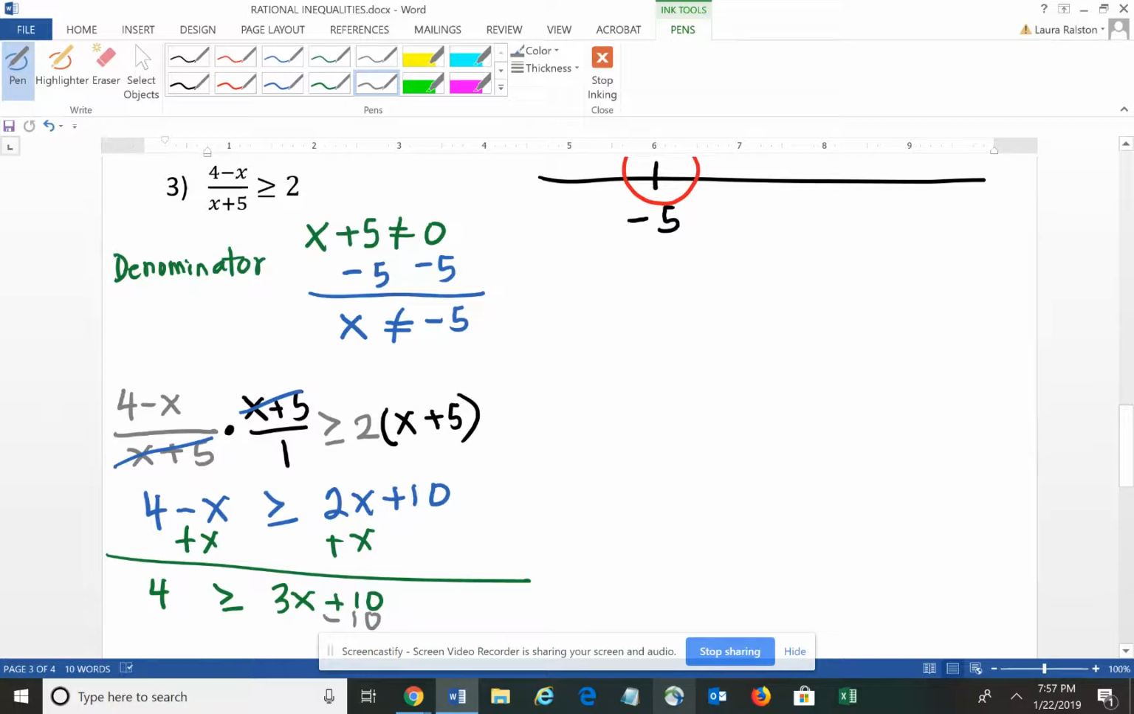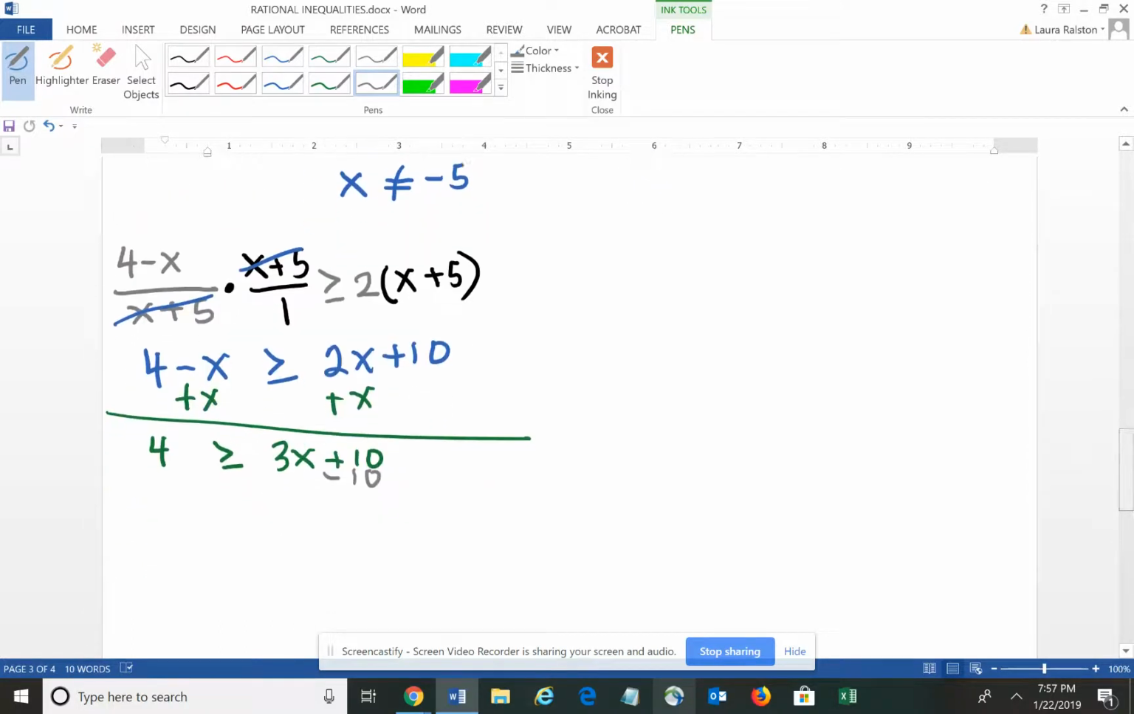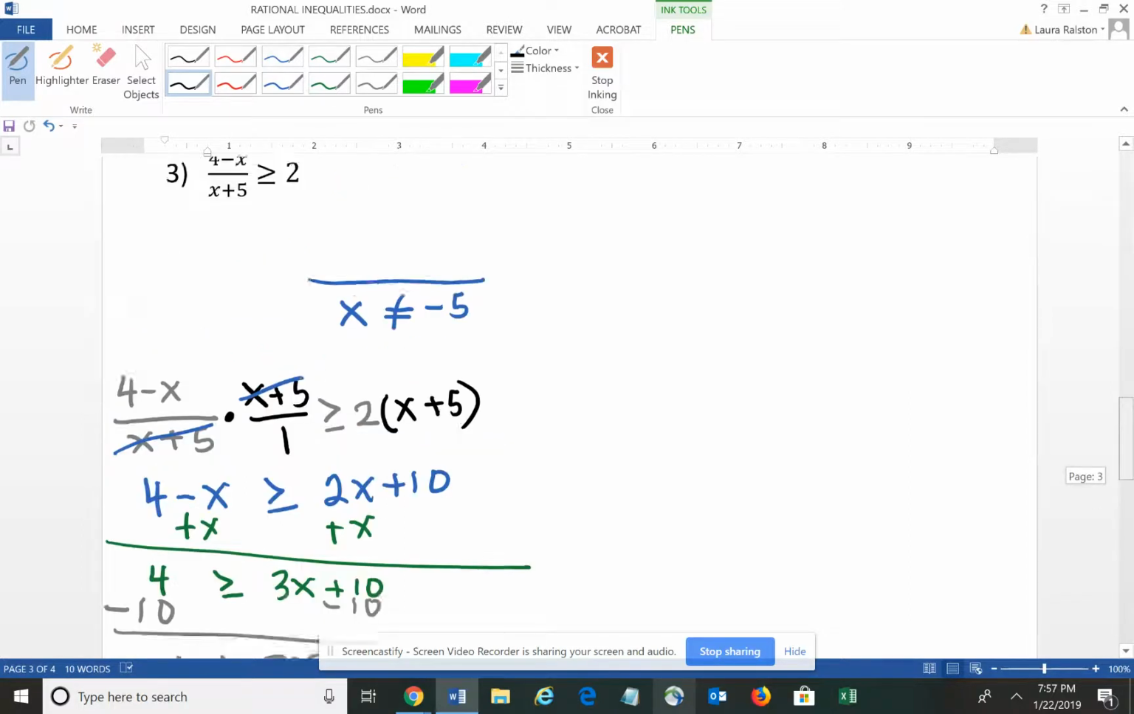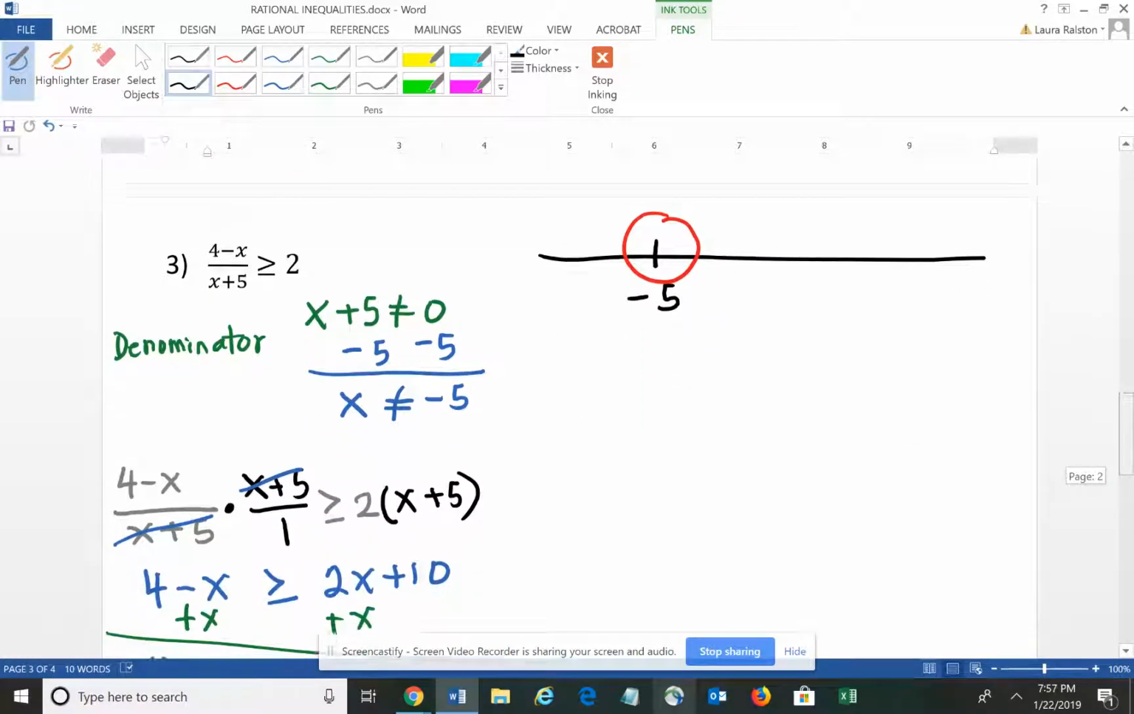Okay, I'll scroll this down a little bit so I can have some space. Minus 10. So I get negative 6. Then I'm going to divide both sides by 3. So I have negative 2. So my other critical value is negative 2. Okay, so I'll put that on the number line here.